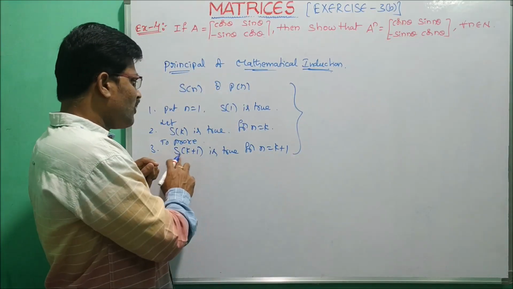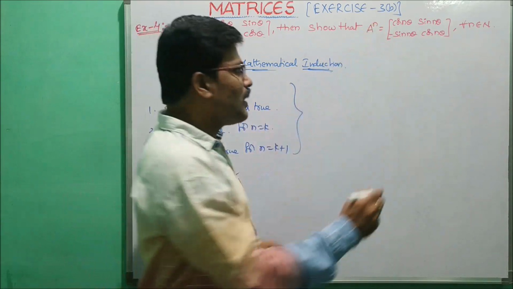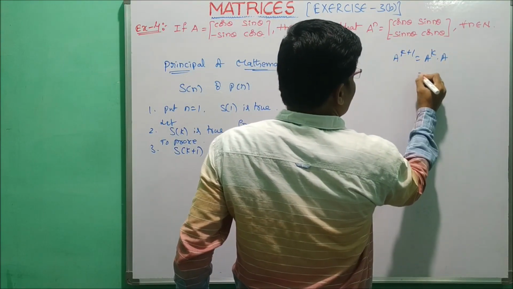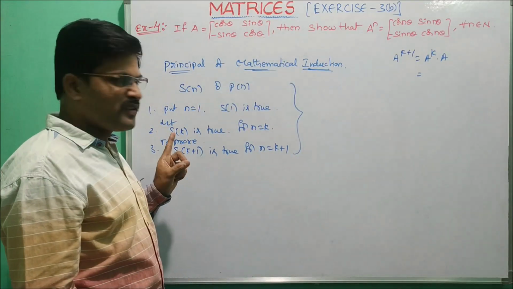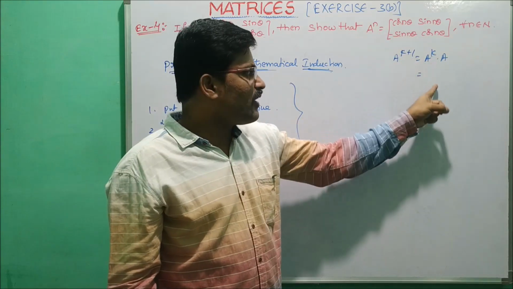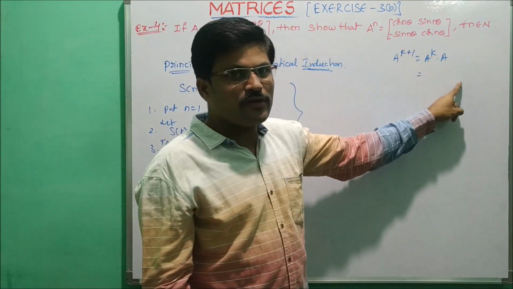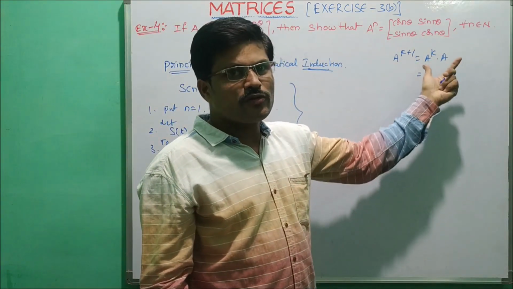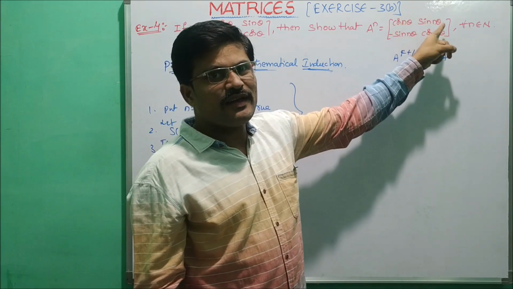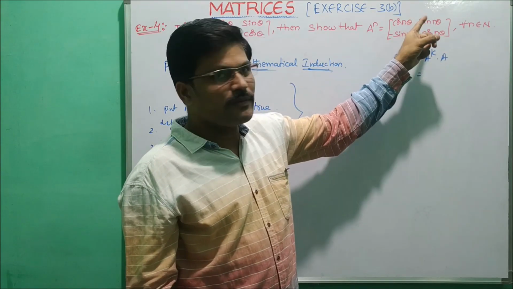Now we have to prove S of k plus 1. That means we take n equals to k plus 1. Now we have to write A power k plus 1, that means A power k into A. Using the second step, S of k, we substitute the A power k value, and the matrix A is already given, so we substitute it too. Now multiply the two matrices. Then we get the answer: cos (k plus 1) theta, sin (k plus 1) theta, minus sin (k plus 1) theta, cos (k plus 1) theta. Here n is replaced by k plus 1.